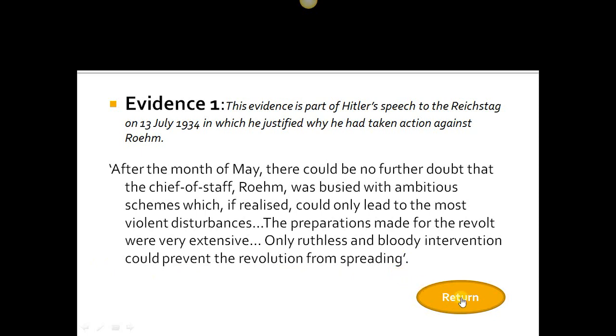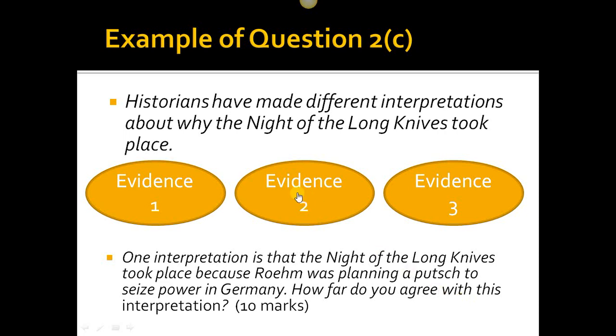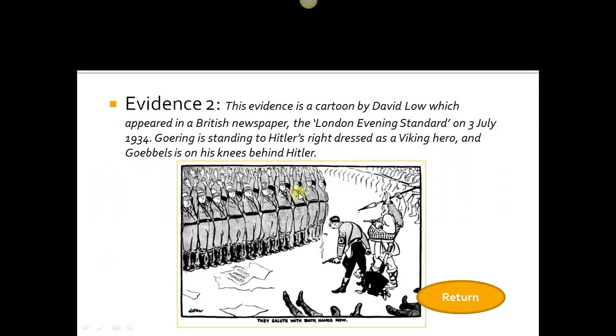Now, if you know your stuff, Hitler's excuse was that Ernst Röhm was going to go for a secondary social revolution, all right? You don't really need to know that, okay? But we'll go back and we'll have a look at evidence 2, and then we will go through the answer and you can see what is happening here.